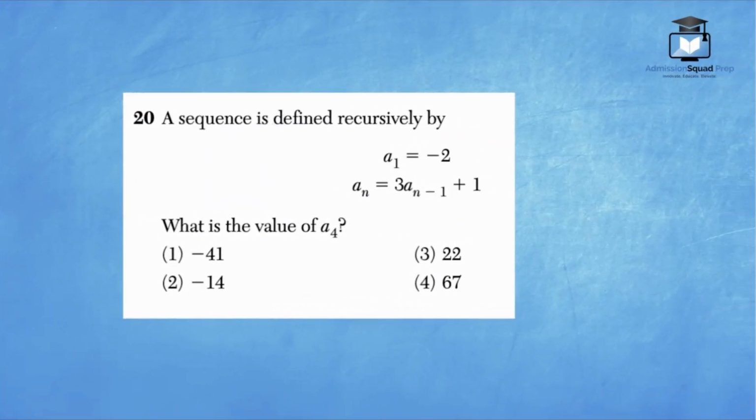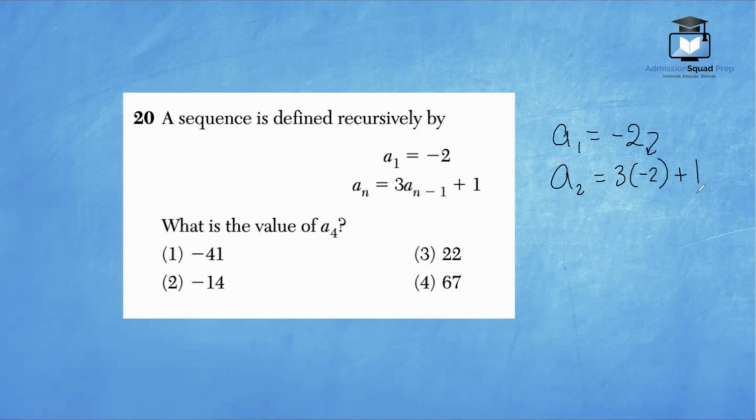Number 20. A sequence is defined recursively by a sub 1 equals negative 2 and a sub n equals 3 times a sub n minus 1 plus 1. What is the value of a sub 4, which is the fourth term in the sequence? Let's write out all the terms. A sub 1 equals negative 2. A sub 2 equals 3 times negative 2 plus 1. So we're simply taking the term that came right before it and adding it to the expression here.